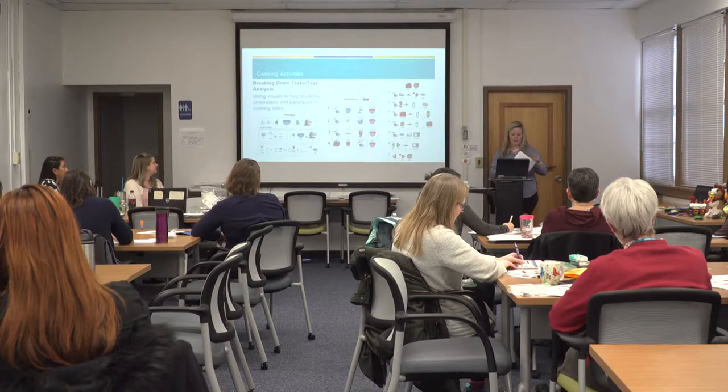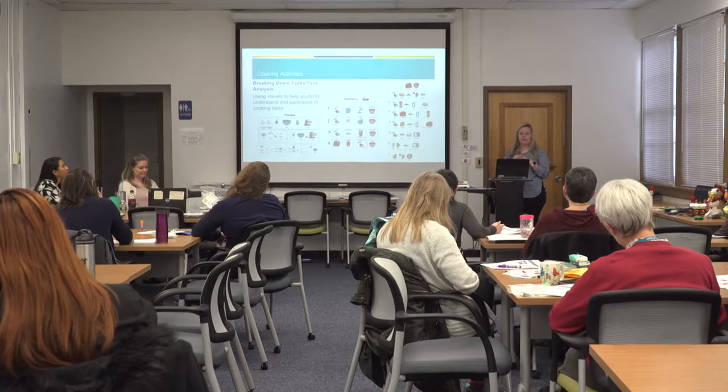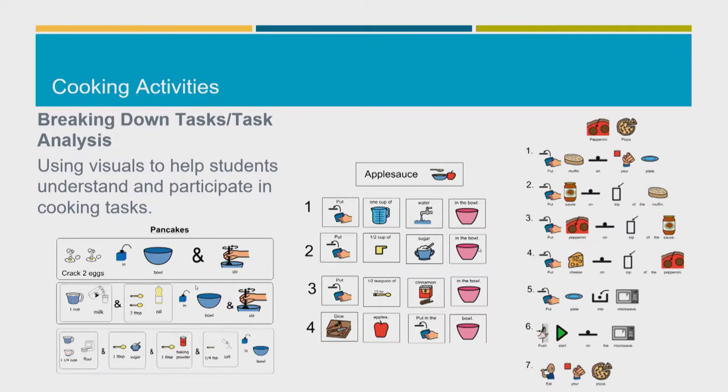So going forward, another way that you can use visuals is during a cooking activity. Young children often love to cook. It's a very fun project that you can do together. It really works on building social skills, following directions, and in this case, also literacy. These cooking activities have been broken down into what we would call a task analysis. We have an example here of how to make pancakes, how to make applesauce, and how to make pepperoni pizza. Again, these can help with predictability for a child understanding what the activity is and what the expectations are.